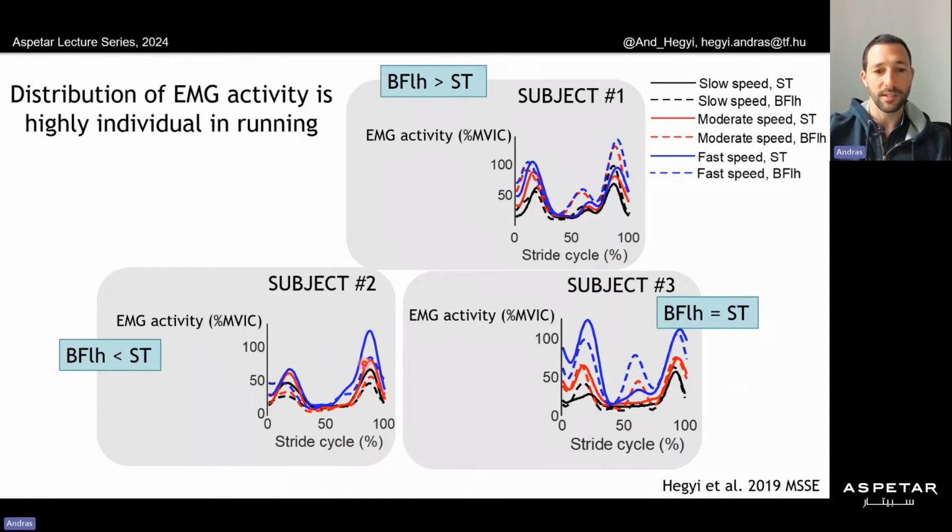For example, this one in the late swing. Others activated biceps femoris more than semitendinosus. So here we just compared two of the hamstring muscles. And we had some other subjects where, for example, we had very similar activation in the late swing phase between the two muscles. But it was very consistent between running speeds. So the different colors are different running speeds here. So we can see that this was very specific to the individual, which muscle they activated.